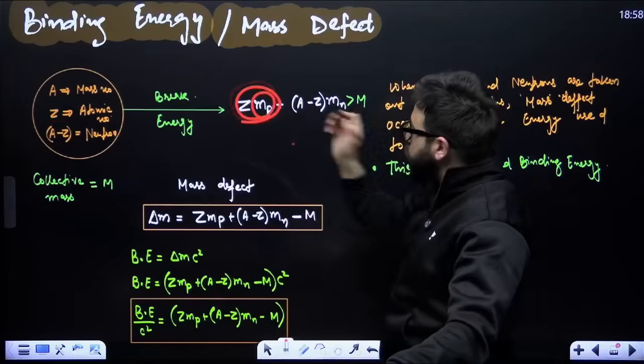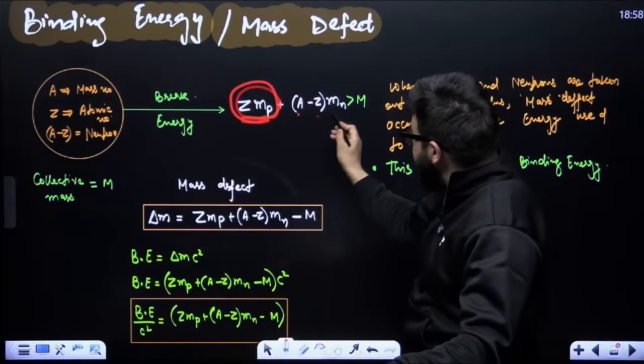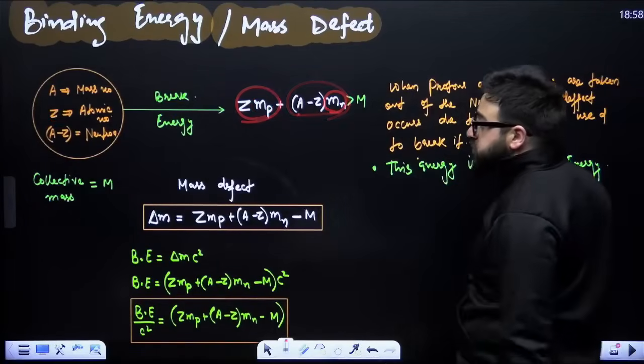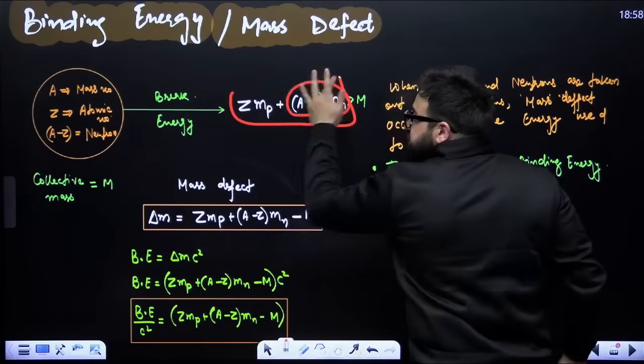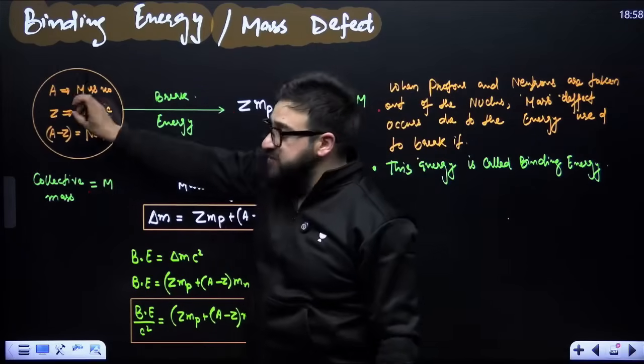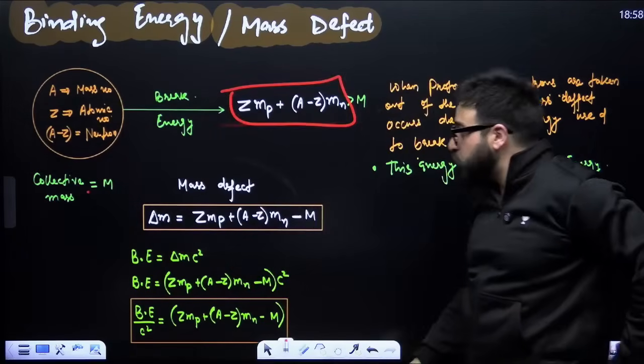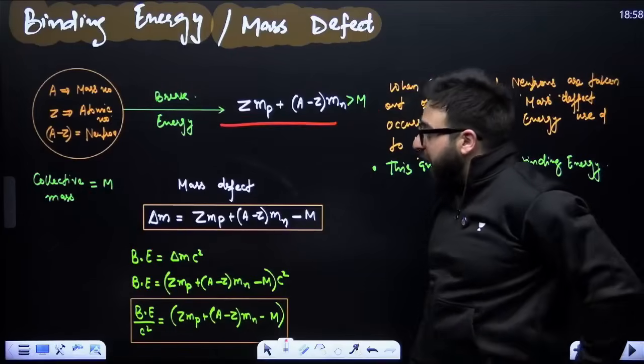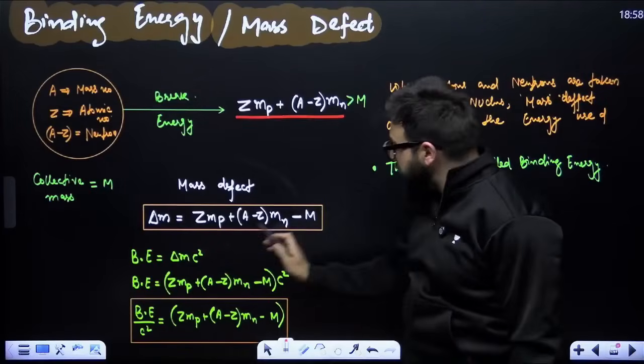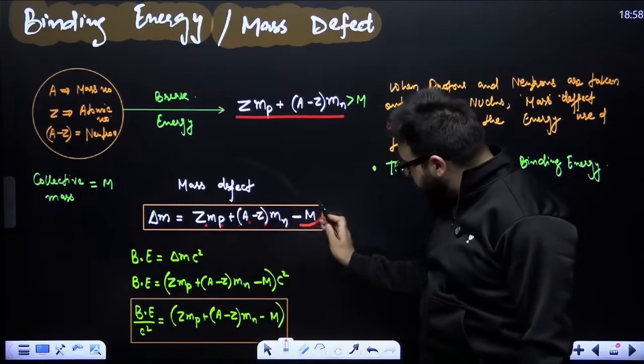And A minus Z is the number of neutrons, so the mass of neutrons is A minus Z into Mn. Now we see that this collective mass came out to be greater than the mass of the nucleus. When they were inside, they had less mass; when they were outside, they had more mass. So we say a mass defect has occurred. How do we find that mass defect? Mass defect is the final mass, Z Mp plus (A minus Z) Mn, minus the initial mass M.